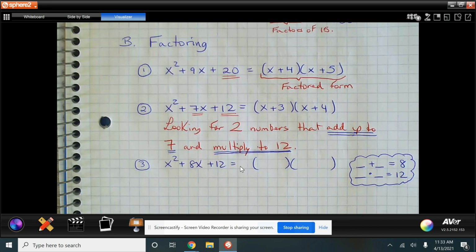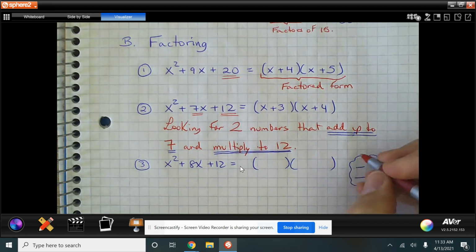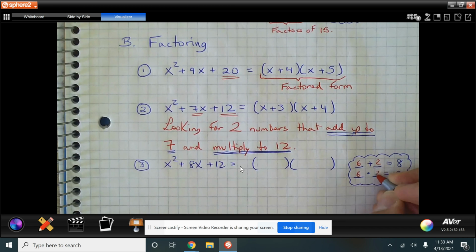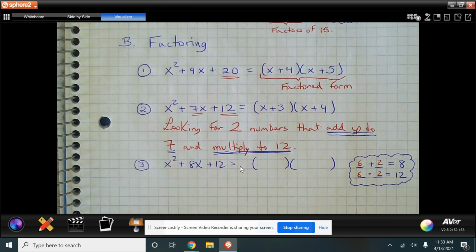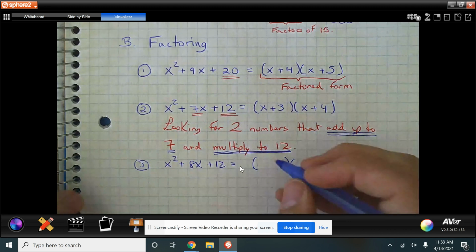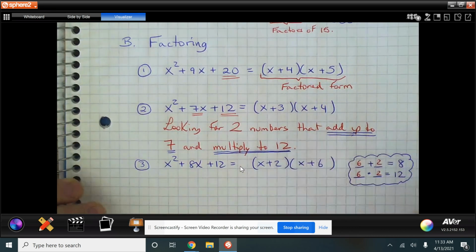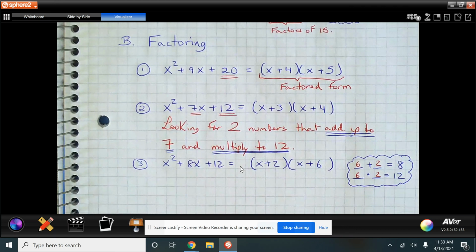So what would your answer be? There you go. That's right, Porter. So he's like, well, those numbers are going to be 6 and 2. Because 6 plus 2 is 8. On the other hand, 6 times 2 is 12. And therefore, when I factor it, all I need to do is I write x plus 2 times x plus 6. That's it. And now you're going to get it.